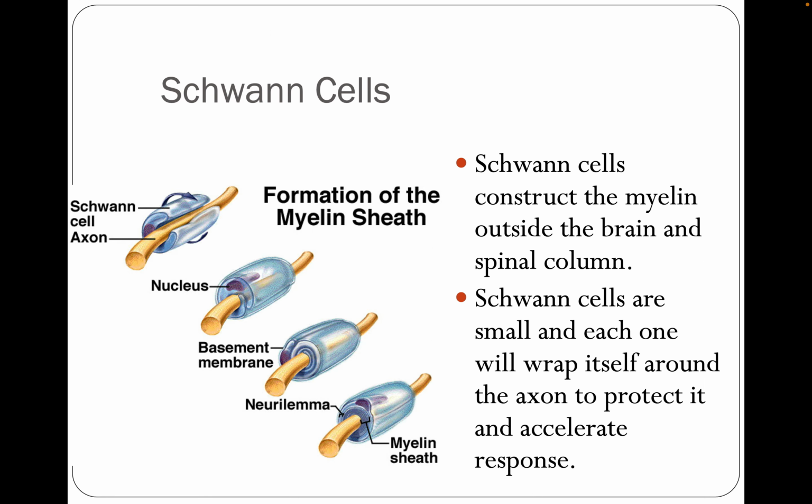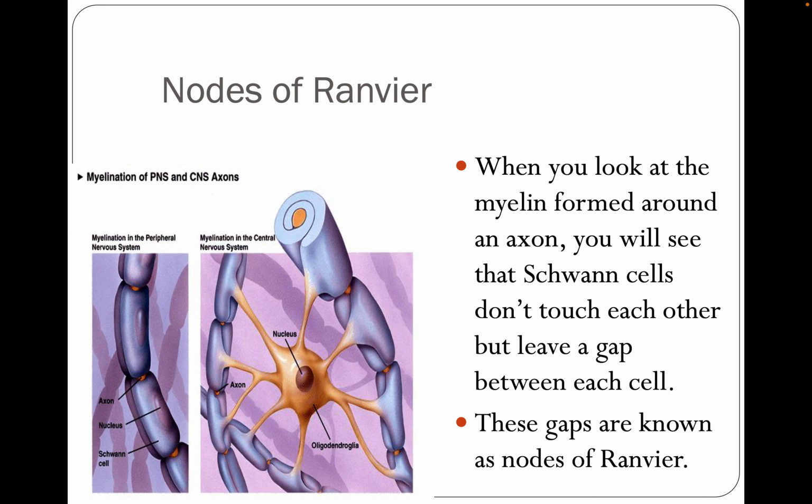Schwann cells construct the myelin outside the brain and spinal column. Schwann cells are small, and each one will wrap itself around the axon to protect it and accelerate the response. When you look at the myelin formed around an axon, you will see that Schwann cells don't touch each other, but leave a gap between each cell. These gaps are known as nodes of Ranvier. And what will happen is the response will jump from one to the other.